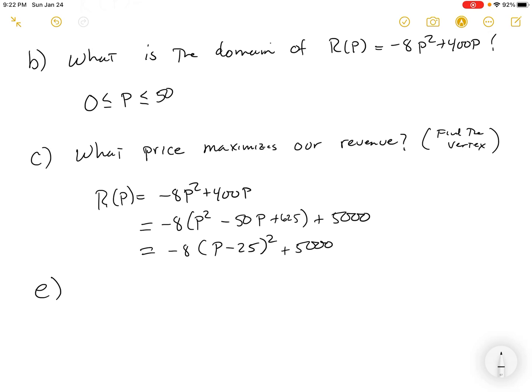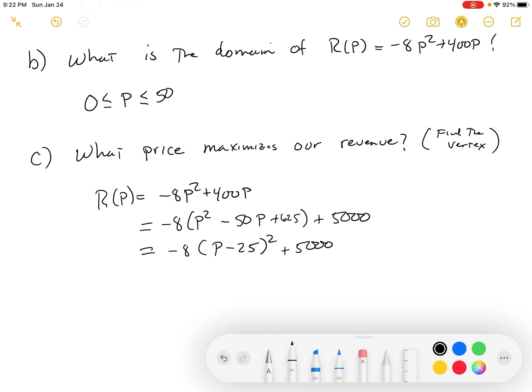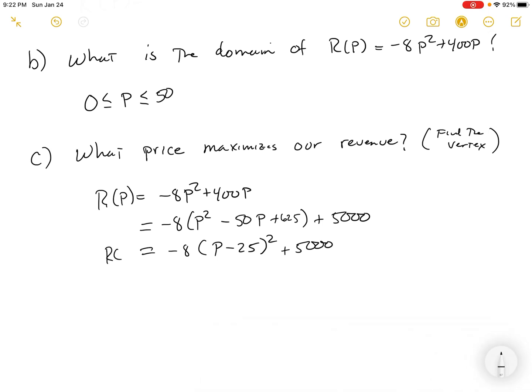And so, let me answer C. Let me not skip D. Sorry, I'm getting old. It's cool. So this tells you that the price you should charge is $25. Because remember, where's the vertex of this parabola? It's at 5,000. Remember what this is. This is price, comma, revenue. So the price that you should charge is 25.